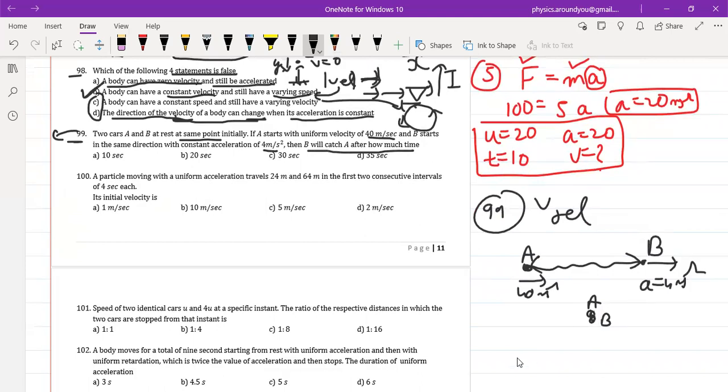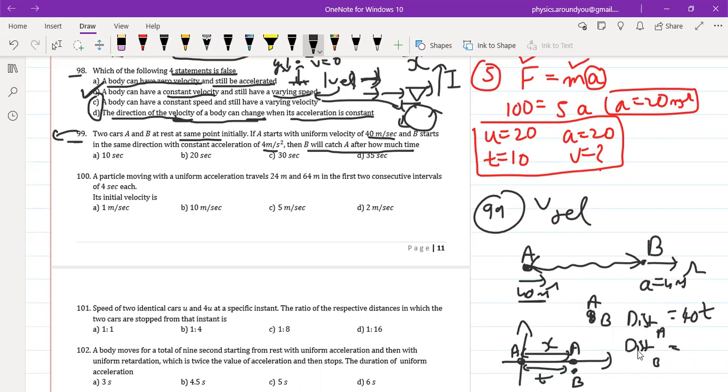A has traveled for some time. A will be over here at a new position. B should also be there in the new position. Then only they will meet. So the distances traveled by each of them in a time t should be the same. What is the distance traveled by A in time t? It is nothing but speed of A times time taken, which is 40t, because the velocity of A is constant.